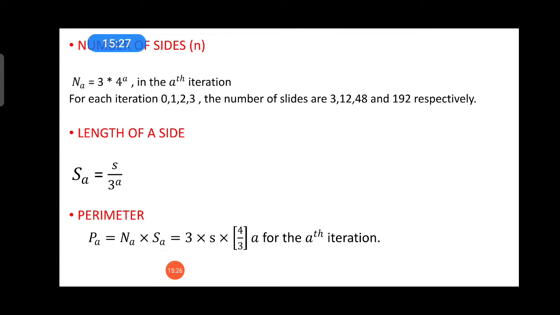The number of sides Na is equal to 3 * 4^a in the a-th iteration. For each iteration 0, 1, 2, 3, the number of sides is 3, 12, 48 and 192 respectively. The length of a side is found by the formula Sa is equal to S/3^a. The perimeter can be found by Pa is equal to Na * Sa, which is equal to 3 * S * (4/3)^a for the a-th iteration.